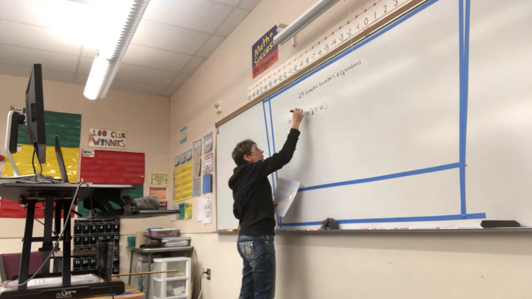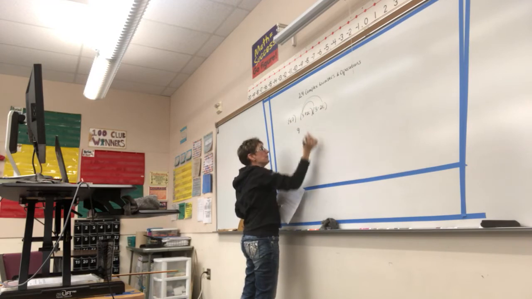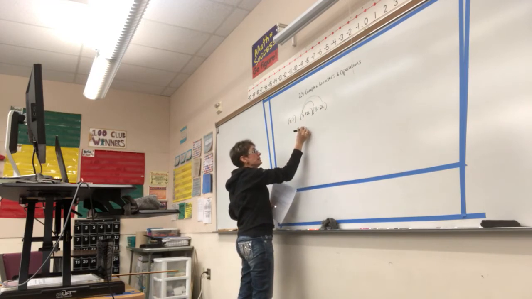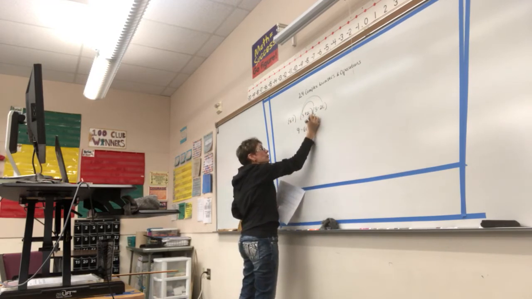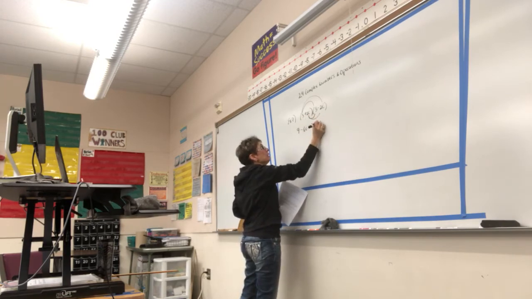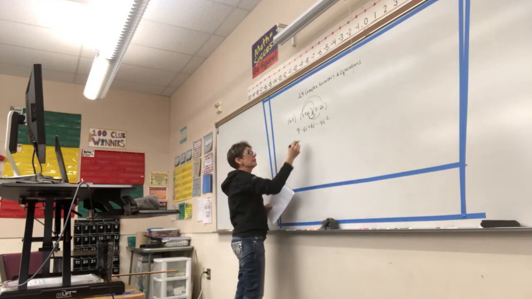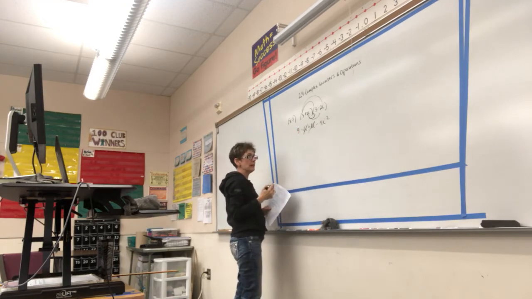Again, we would FOIL these. So 3 times 3 is 9. 3 times negative 2i is negative 6i. 2i times 3 is positive 6i. And then this becomes negative 4i squared. Now, look what happens here. These two middle terms cancel out.